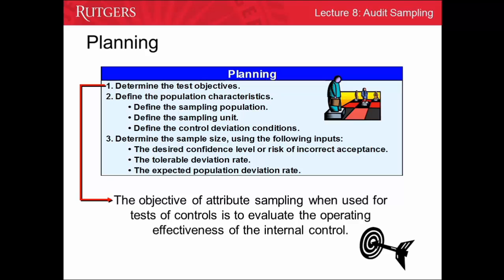Thus, the auditor assesses the deviation or error rate that exists for each control selected for testing. Audit sampling for tests of controls is generally appropriate when the completion of a control procedure leaves documentary evidence.